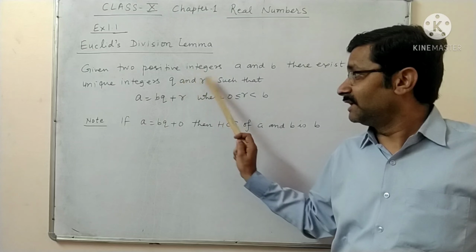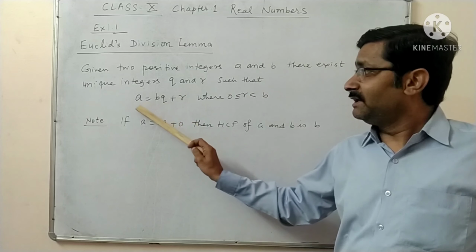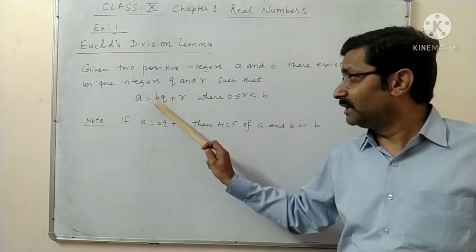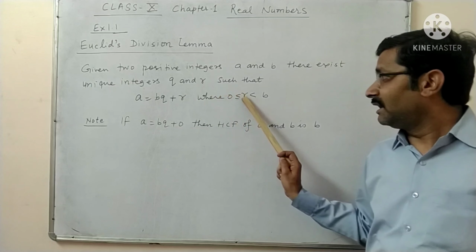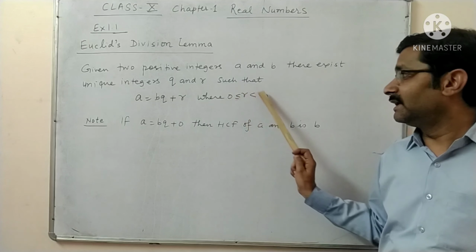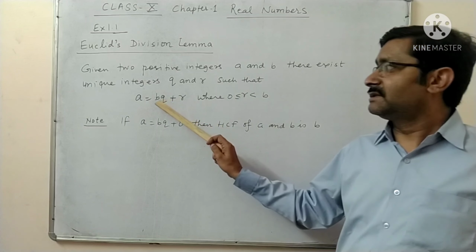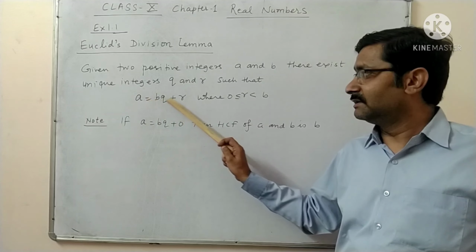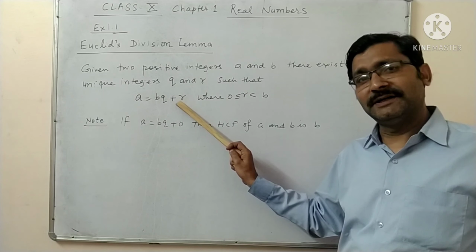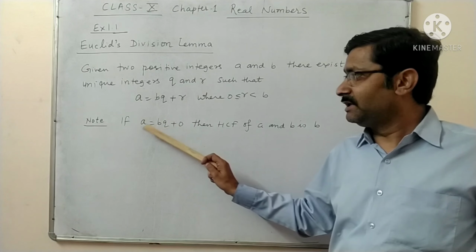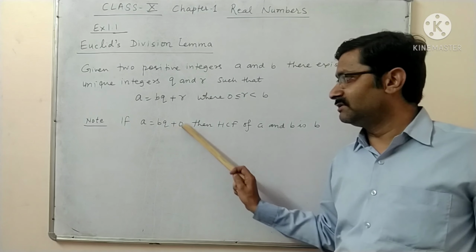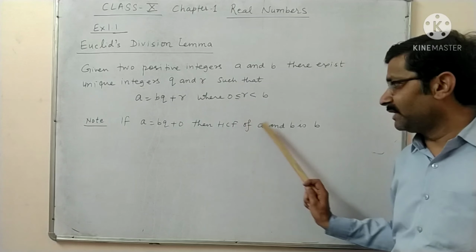Such that a equals bq plus r, where r is greater than or equal to 0 and less than b. Look here, q is called the quotient and r is called the remainder. Do you all understand? So if this remainder is 0, meaning a equals bq plus 0, then the HCF of a and b is b.